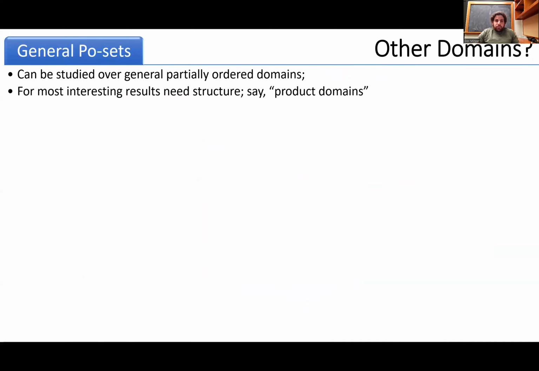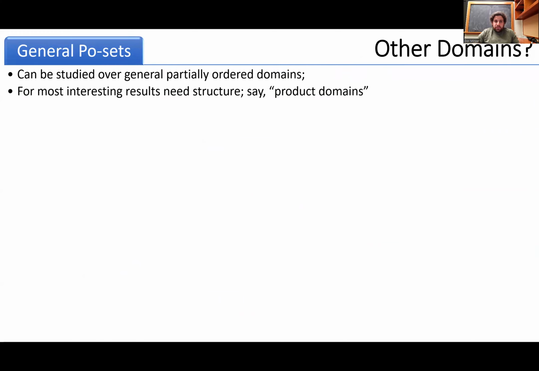So what do we mean by other domains? Well, you can consider any partially ordered set and study the monotonicity testing problem over it. But I would like to argue that to get interesting results, you need a little bit more structure, because partially ordered sets can be very wild, and it's not clear what you can even say about them.